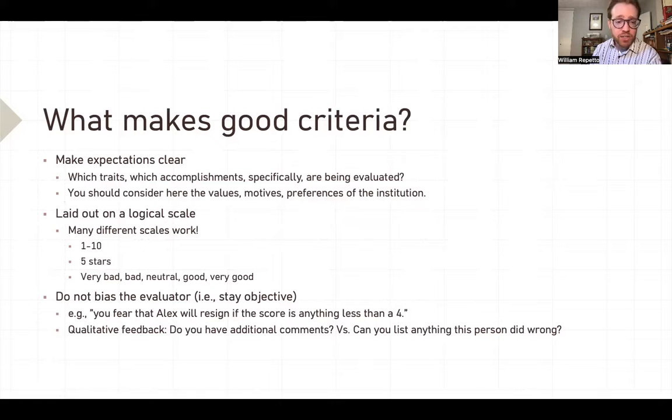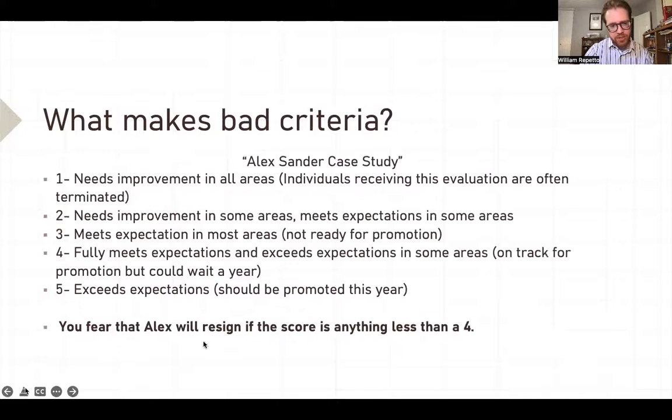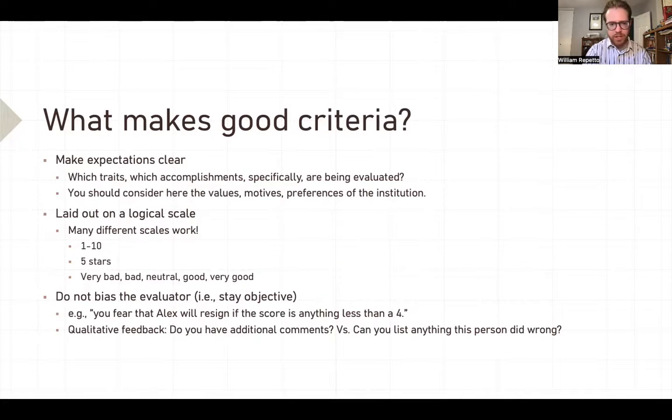They should be laid out on a logical scale. Many different scales work. As I mentioned, you get graded from F through A. That one's kind of arbitrary, but it works. Other scales like 1 through 10 work, 1 through 5 stars works. If you're thinking about a survey, very bad through very good, with bad, neutral, and good in between works. It's just a question of laying it out logically. And so, for example, if you're going to get terminated in this case study, shouldn't that scale start at 0 instead of giving somebody any points at all? Or you think about why that 1 is even there. And so as you lay out your scale, think about what each level might mean.